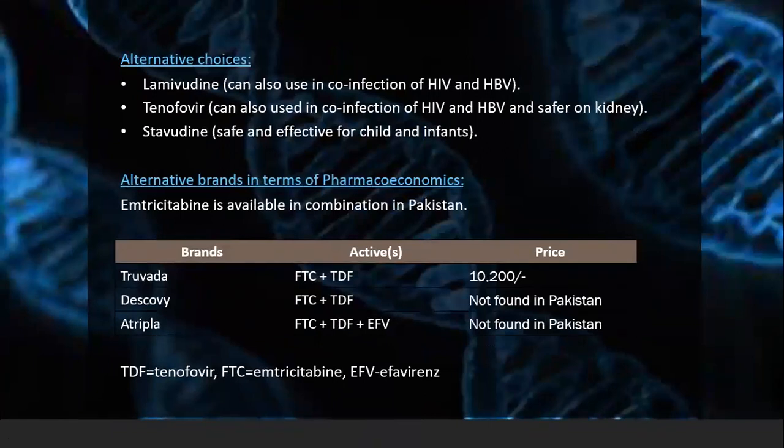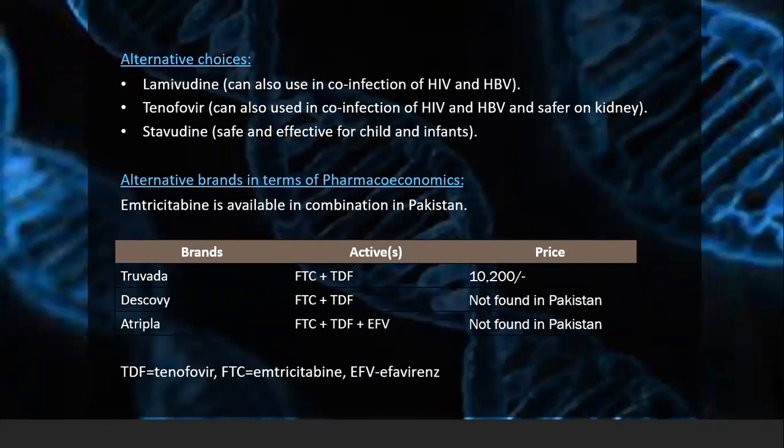Alternative choices: lamivudine can replace emtricitabine because it can also be used in co-infection of HIV and HBV. Emtricitabine can also be replaced by tenofovir because it also has use in co-infection of HIV and HBV, and it is also safer on the kidney as compared to emtricitabine. Emtricitabine can also be replaced by stavudine because it is safe and effective for children and infants.